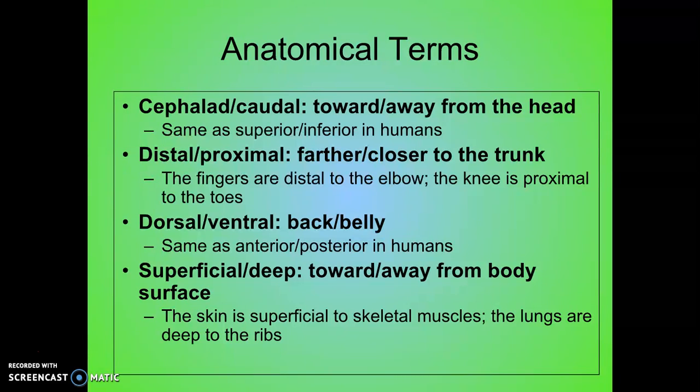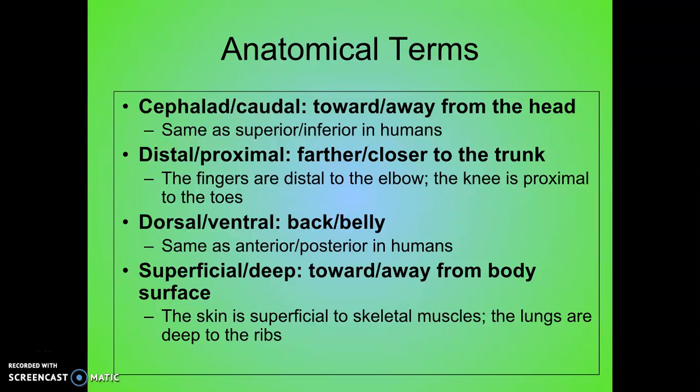Distal and proximal are used for appendages. So they would be used for our hands and our arms and legs. And it means farther and closer to the trunk. Distal is farther and farther away from the trunk. Proximal is closer and closer to the trunk. So the knee is closer to the trunk, which is the midsection of your body, than the toes are.